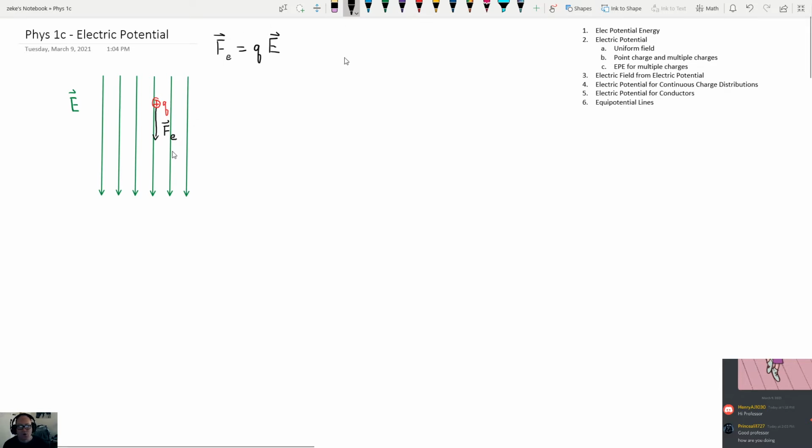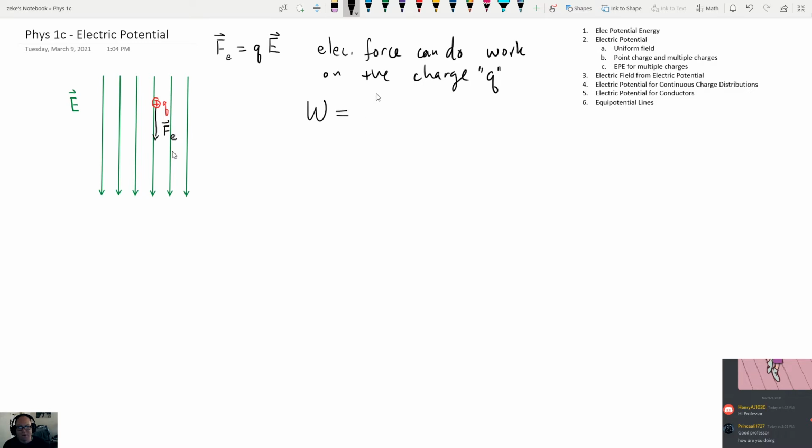Now, any force can do work, right? So the electric force, or the electric field, however you want to think about it, can do work. So we're calling this charge Q. The electric force can do work on that charge, and it's pretty easy to define how that work would be done. If you don't remember, work requires two things. You need to have a force, and you also need to have a displacement of some kind.